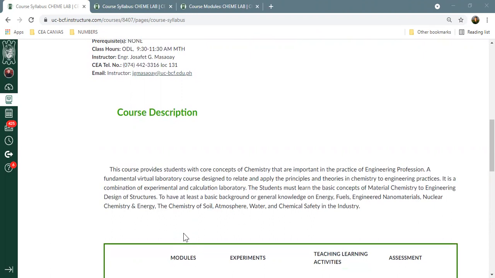This course provides students with core concepts of chemistry that are important in the practice of the engineering profession. A fundamental virtual laboratory course designed to relate and apply the principles and theories in chemistry to engineering practices. It is a combination of experimental and calculations laboratory. Students must learn the basic concepts of material chemistry for engineering design of structures, and have at least basic backgrounds of general knowledge on energy, fuels, engineered nanomaterials, nuclear chemistry, the chemistry of soil, atmosphere, water, and chemical safety in the industry.